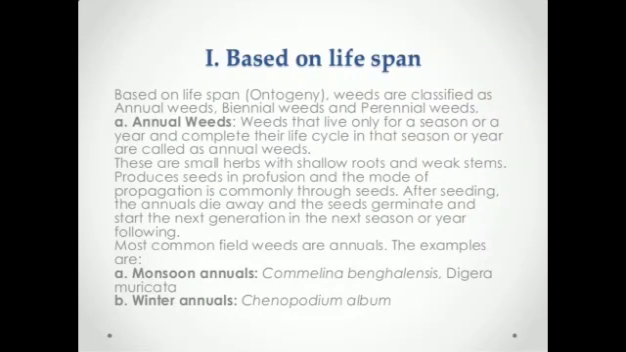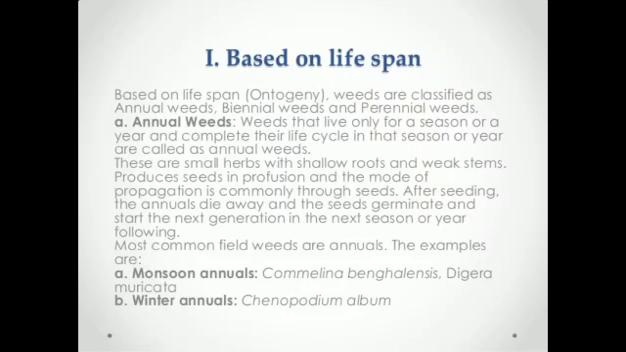Then classification based on lifespan or life cycle. The classification based on life cycle or ontogeny: they are classified as annual weeds, biennial weeds or perennial weeds. First, based on life cycle, annual weed. Annual weeds means weeds that can grow and mature within a year, but more commonly they complete their life cycle in one season according to their season of occurrence.